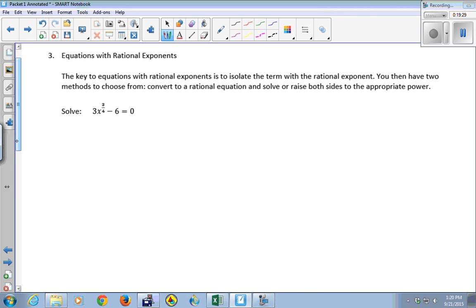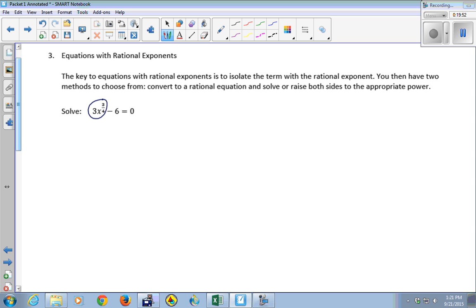Okay, equations with rational exponents. So the key to these is to isolate the term with the rational exponent. So you might want to circle it, right? Circle the term that has the fractional exponent. And then you have 2 methods. I'll show you both of them. But the first step is always to get that thing by itself. So what should I do first?